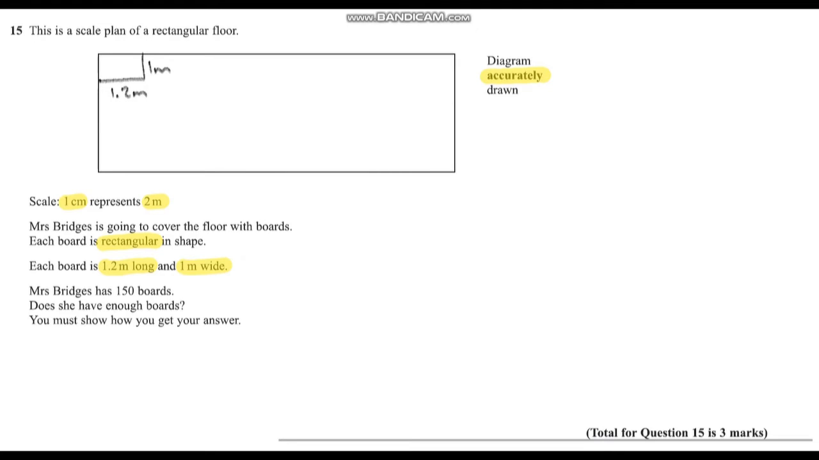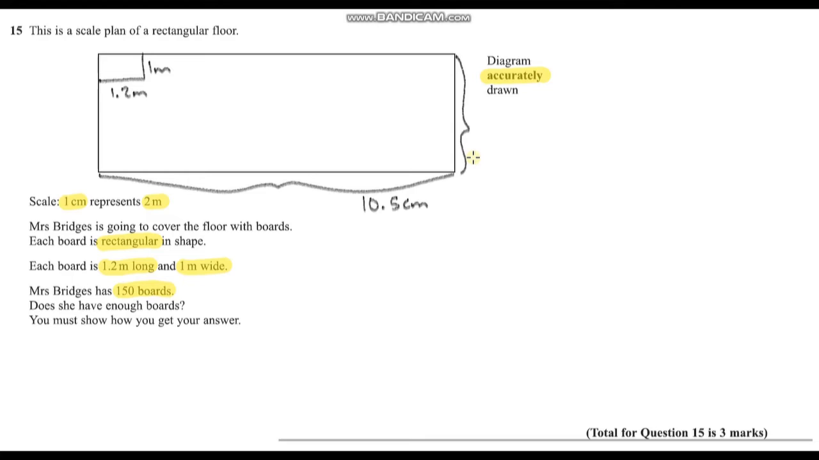It says Mrs. Bridges has 150 boards. Does she have enough boards? You must show how you get your answer. Now the first thing I'm going to do is measure this distance here of our rectangular floor. So I'm going to get my sheet of paper and my ruler out and measure the width of the floor, which is 10.5 centimetres. So let's write that down. 10.5 centimetres. And now let's measure this length.